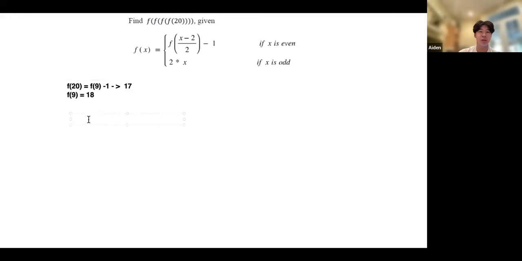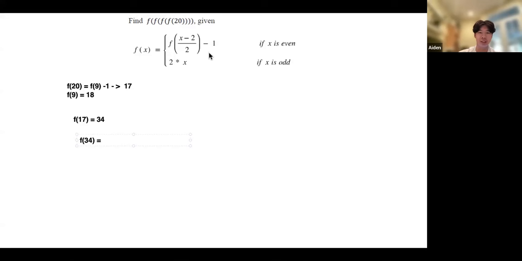Okay, so now that you know that f of 20 is 17, you can just write it as f of 17. And 17 is once again odd. So f of 17 is just equal to 17 times 2, which is 34. And now f of 17 is 34, so essentially, you're just looking for f of 34.